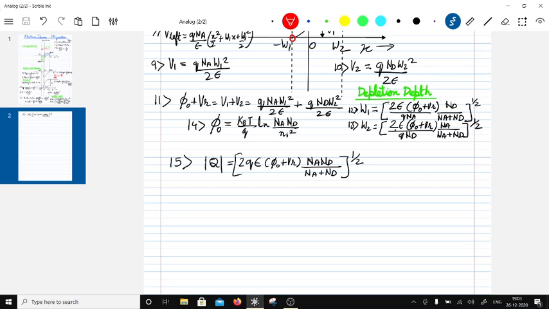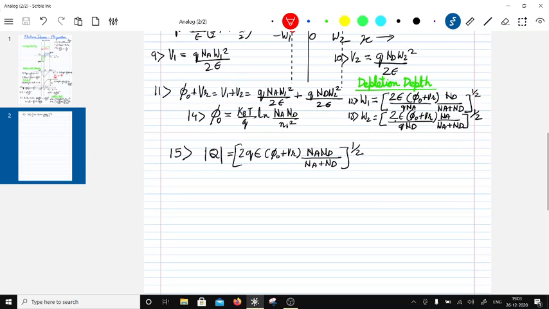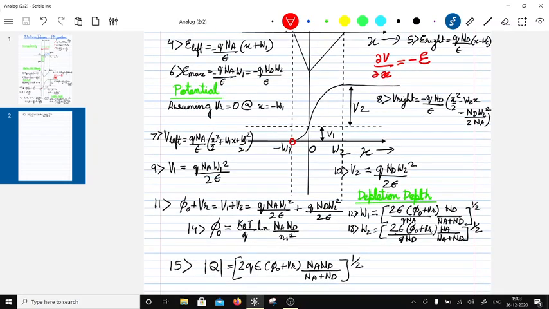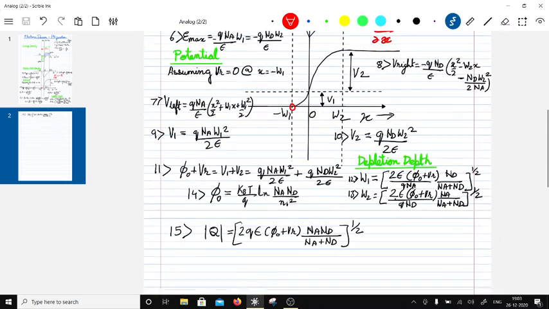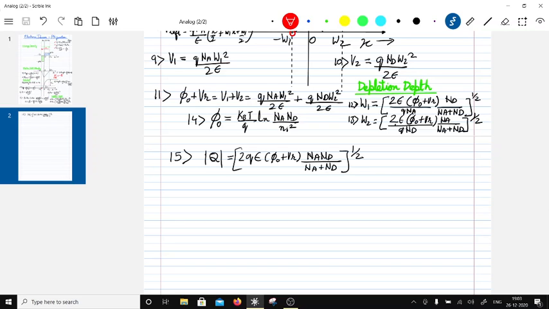Expression 15 gives the charge. Whether you consider it from the left side or the right side is going to be the same. Okay, so this charge density, this is a total charge density, right? We multiply by, so this is the total charge. So this is given by this expression.